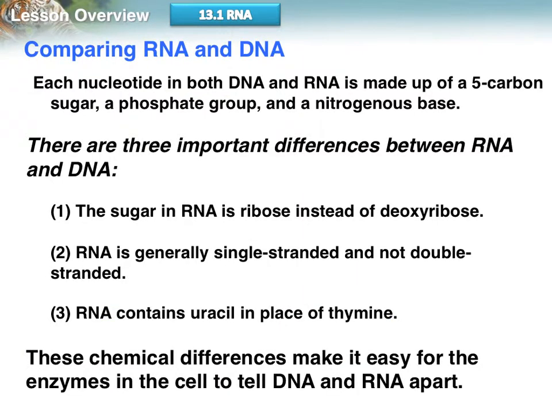Each nucleotide in DNA and RNA is made up of a 5-carbon sugar, a phosphate group, and a nitrogen-containing base. But again, there are three important differences between RNA and DNA. RNA contains the ribose sugar, RNA is single-stranded, and RNA contains uracil. So we need some chemical differences so that enzymes in the cell can easily tell the DNA and RNA apart.